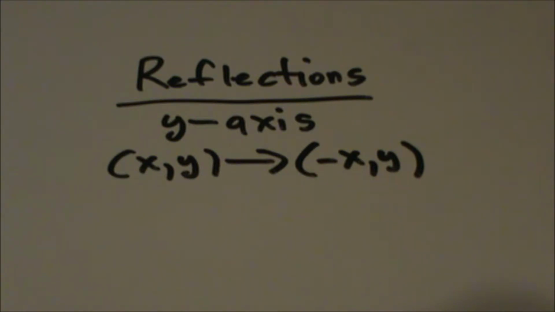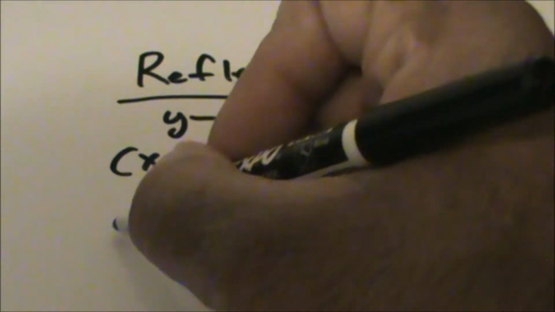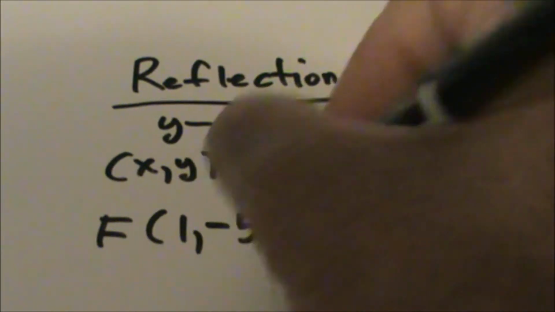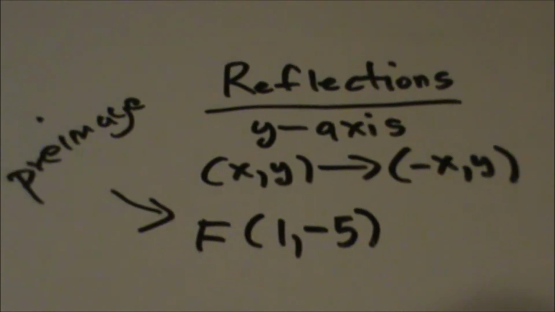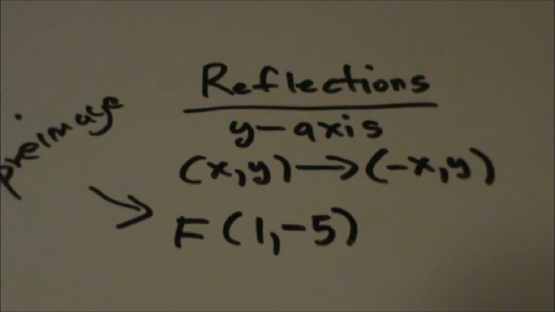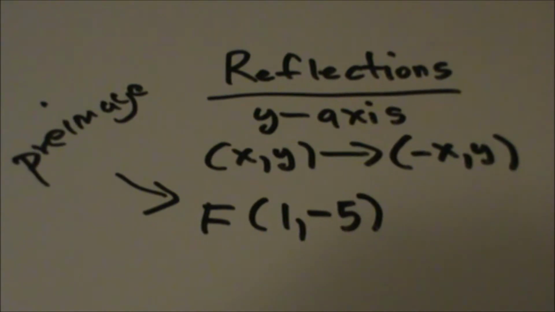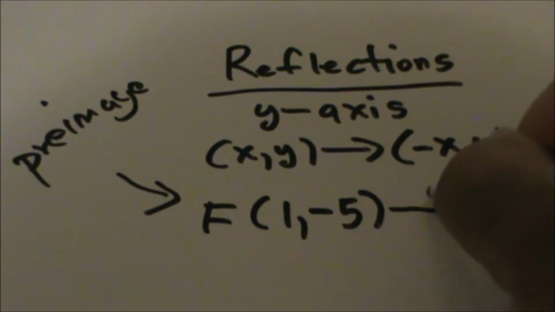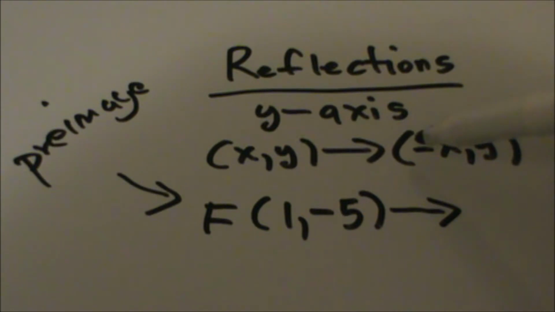All right, let's do an example. We'll use the same example. F, 1 and negative 5. Again, this is the pre-image. Now its reflection over the y-axis. This means that there's a negative x for its reflection over the y-axis.